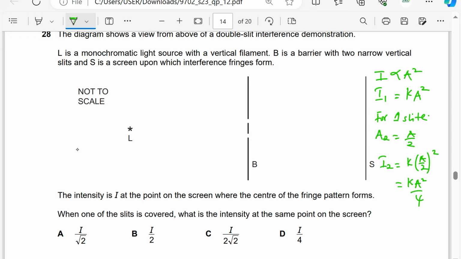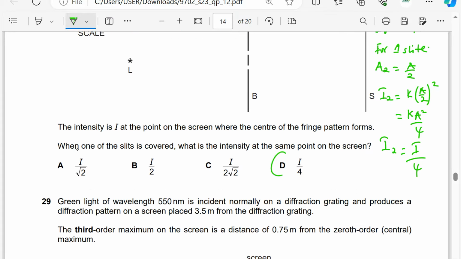But remember, K A squared was I1, the initial intensity. Let me call it I. It was just simply I. So it means I2 is going to be, where there is K A squared, I will put I, so it will be I divided by 4. So this means our answer here is going to be D.